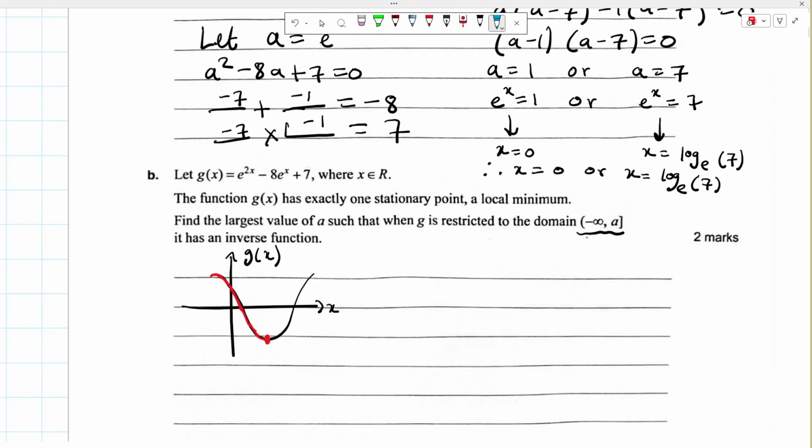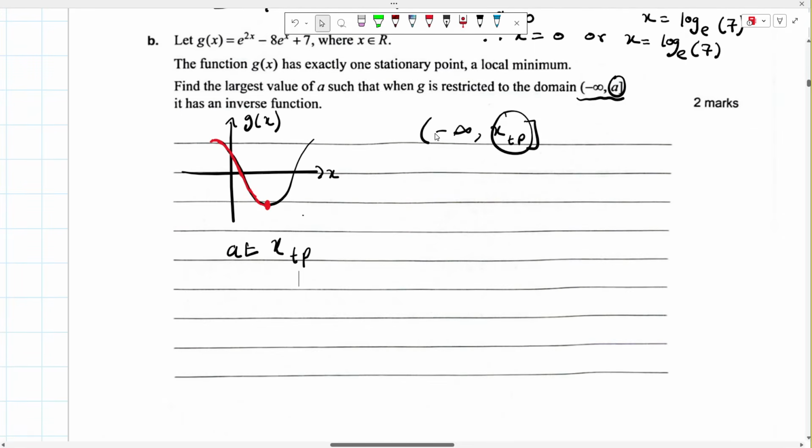So the domain should go from negative infinity to the x value of the turning point, right? Because that's right here. That should be our domain. That cuts off the graph exactly to where it has an inverse function. So that means that the value of a that they have is really just the x value of the turning point. So let's find that.